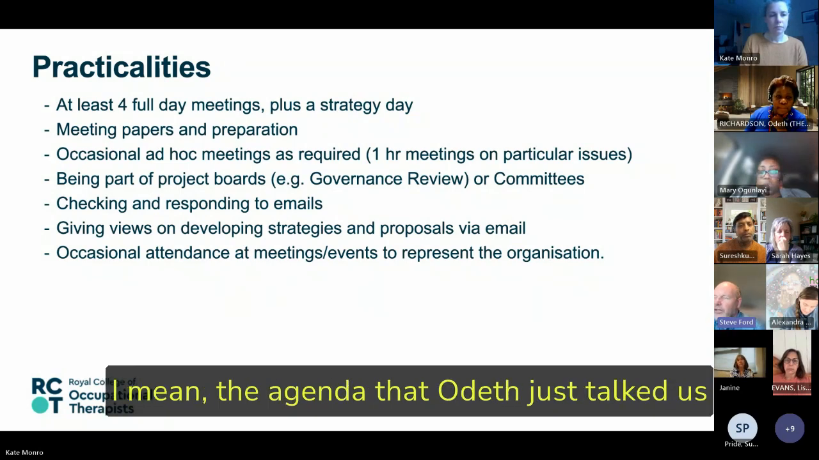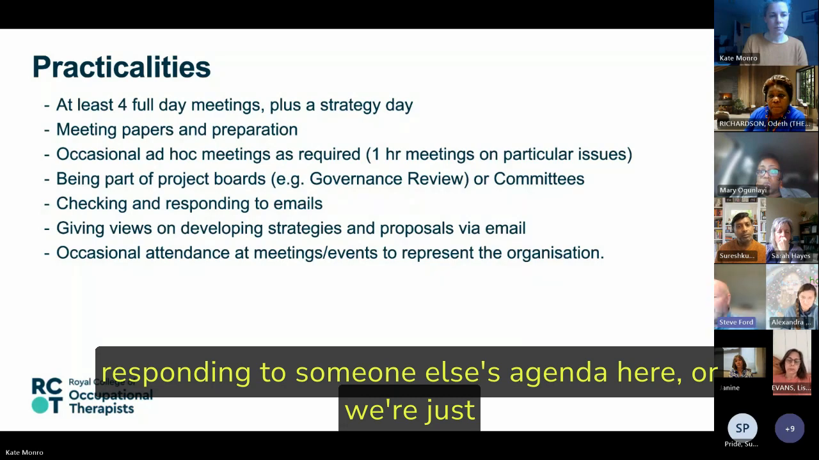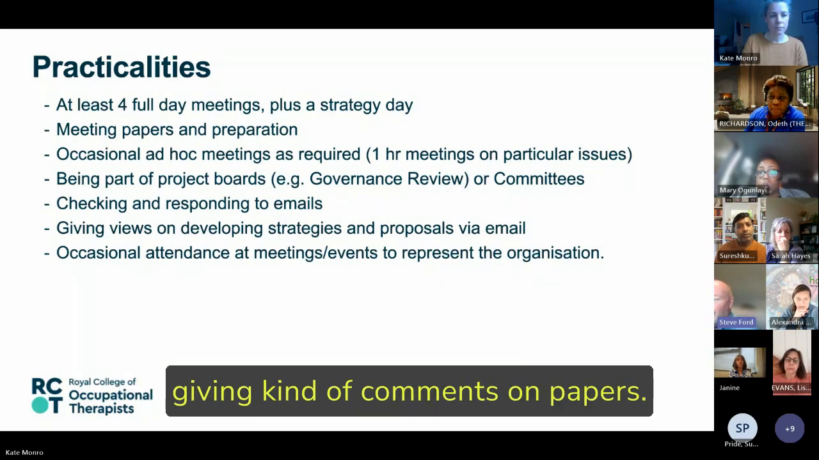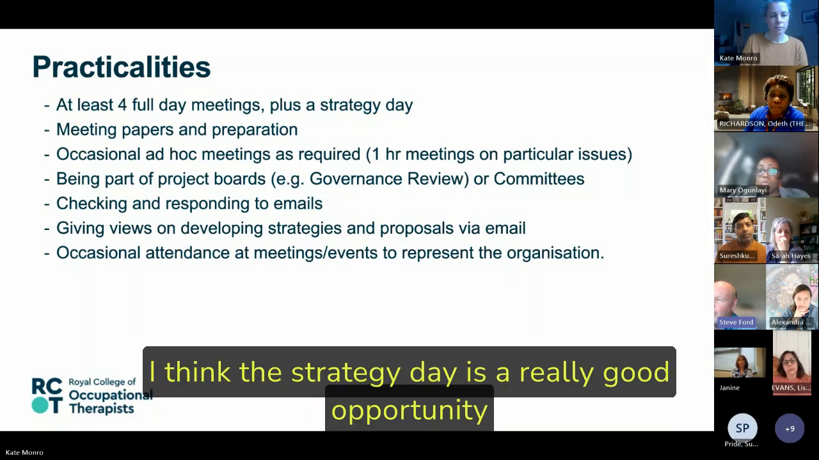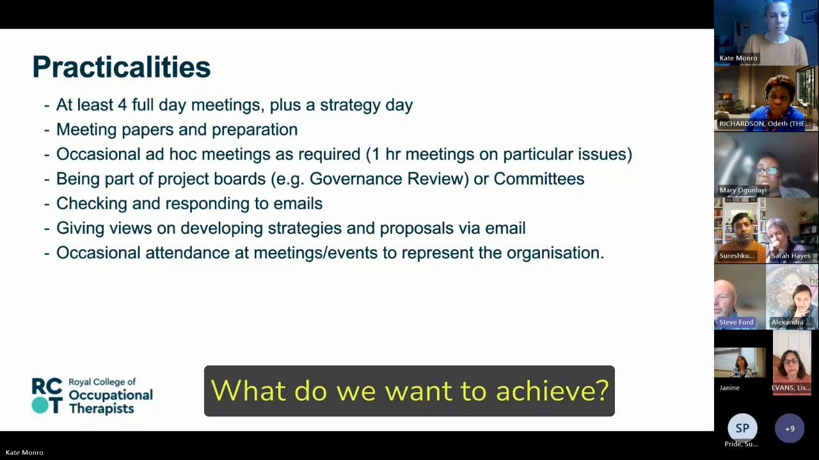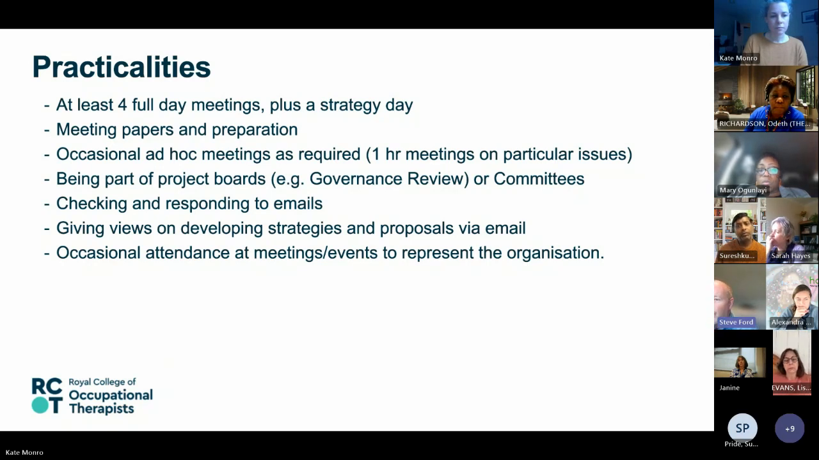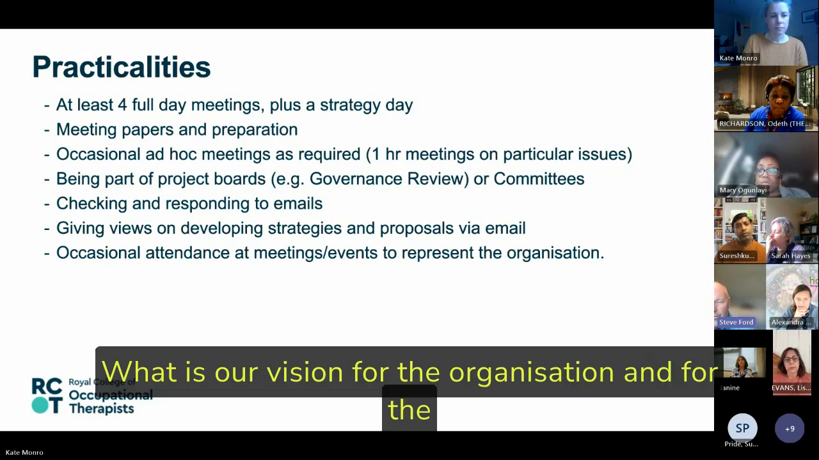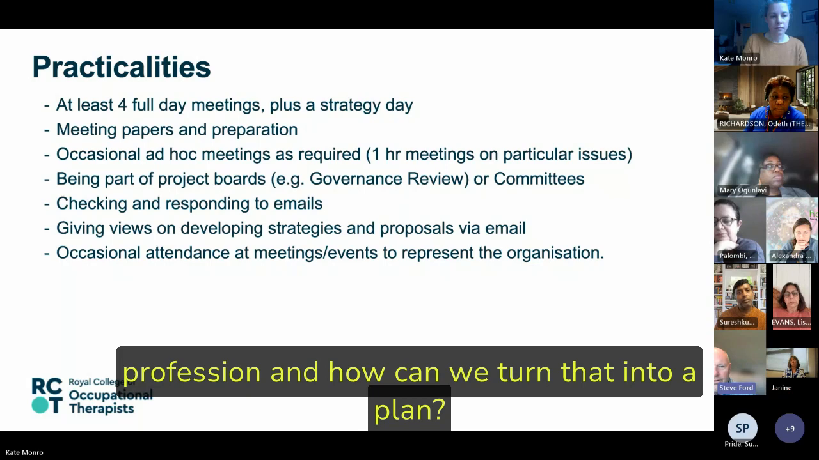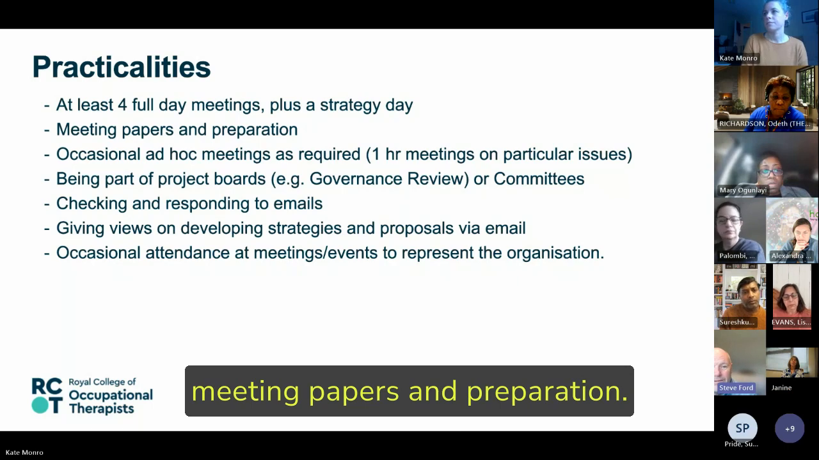The agenda that Adeth just talked us through, you might think we're responding to someone else's agenda here, or just giving comments on papers. I think the strategy day is a really good opportunity for the council to think about the longer term. What do we want to achieve? What kind of message do we want to convey to our leadership team? What is our vision for the organization and for the profession, and how can we turn that into a plan?